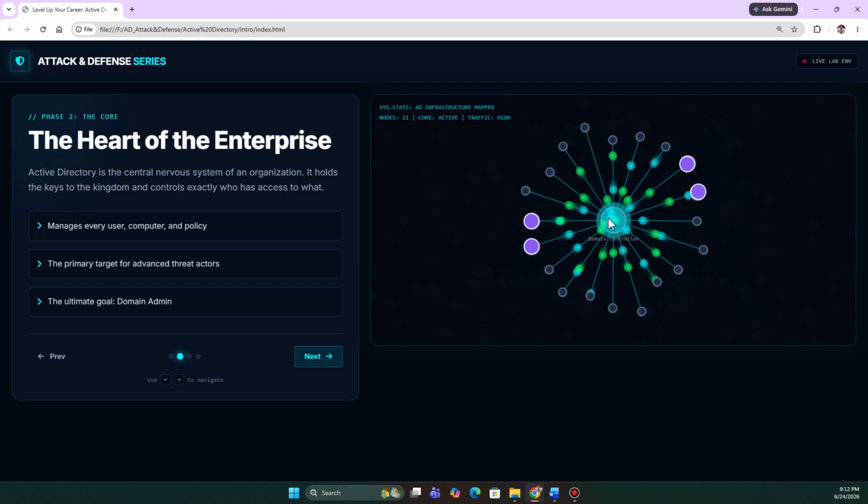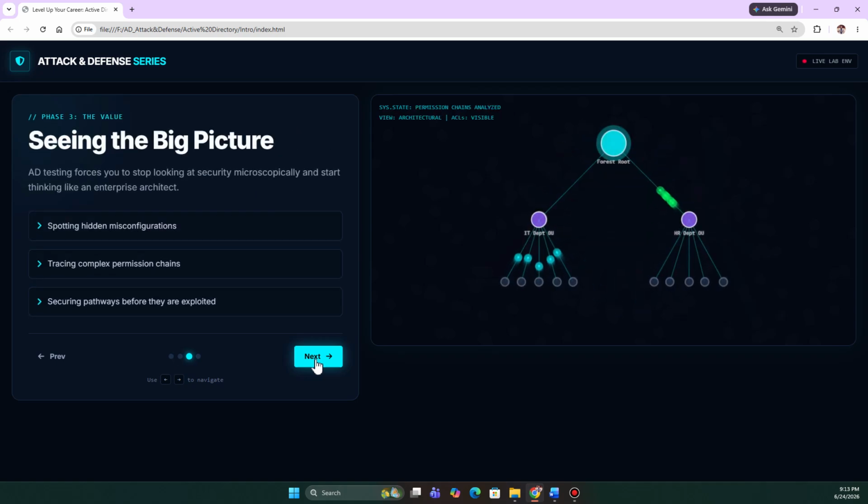So when you understand how to navigate and protect the central nervous system, which is the Active Directory domain controller, your value as a cybersecurity professional skyrockets. Okay, so this is the primary target of any threat actor, because it holds the keys of the kingdom, and it controls everything in the environment. So the next phase, which is phase 3, is the value.